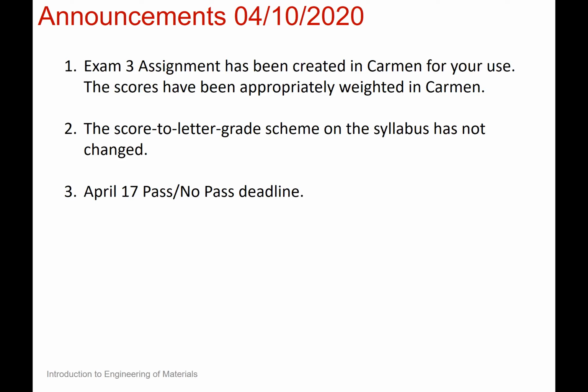Okay, so let us go back now to just finish the last part of optical properties before we move on to composites.